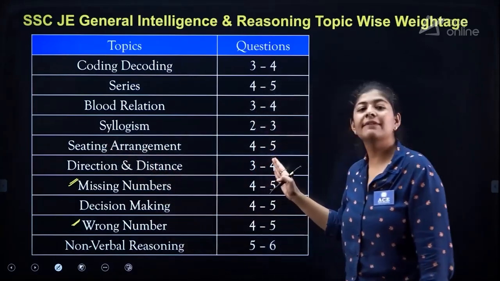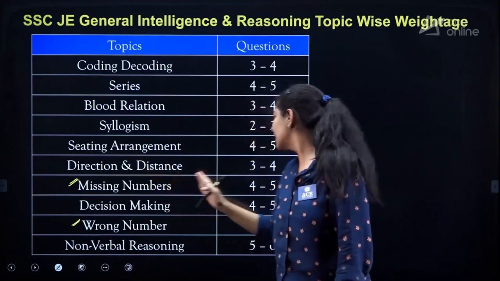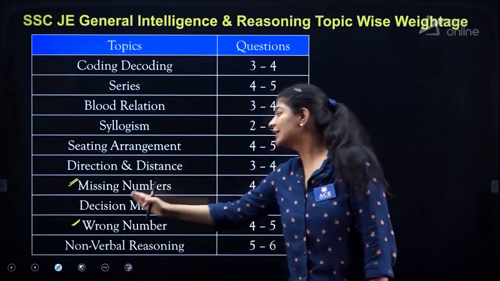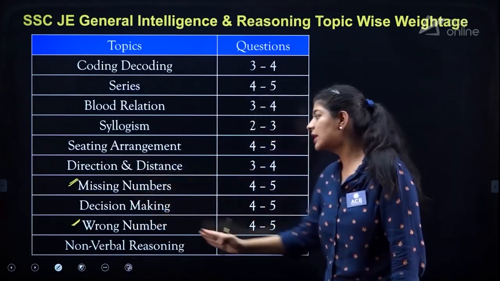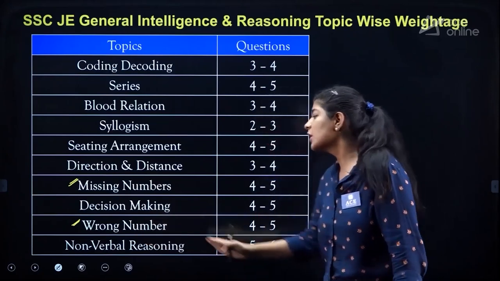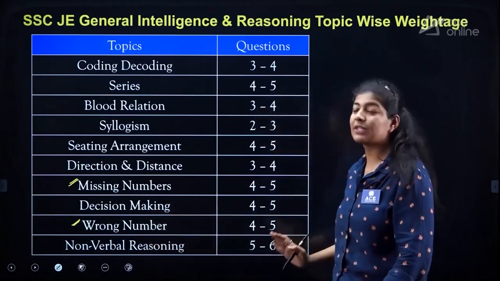Direction and distance, we are having 3 to 4 questions. Missing numbers, 4 to 5 questions. Decision making, 4 to 5 questions. Wrong number, 4 to 5 questions. Non-verbal reasoning, 5 to 6 questions.